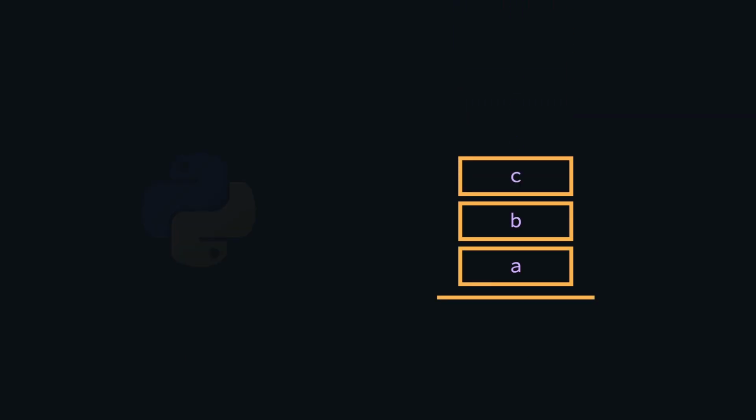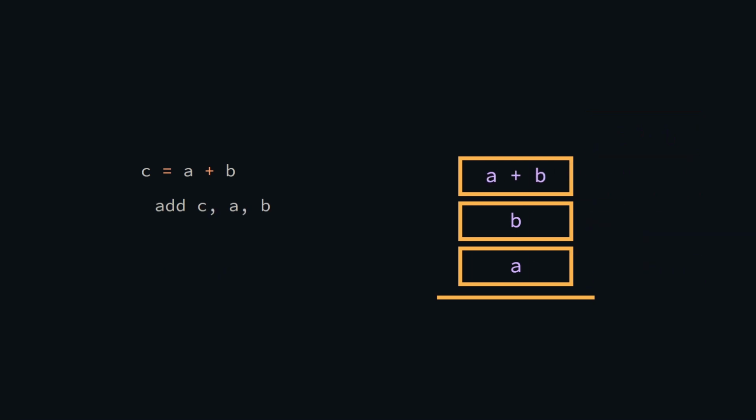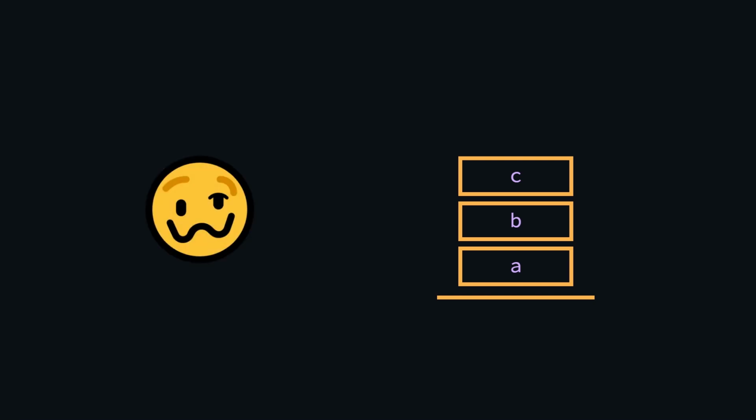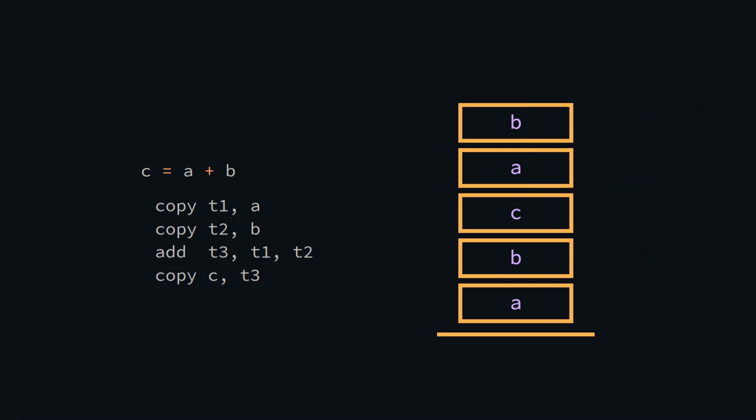In the last video, I explained how Python's VM executes C equals A plus B. It first had to push A and B onto the stack, then add, and finally copy the result into C. Whereas my register-based VM could do all of this in one step. But what I forgot to mention was that it didn't always work this way. Initially, my compiler was rather stupid. The bytecode it generated for C equals A plus B used to look like this: copy, copy, add, copy. It did exactly the same thing as Python.